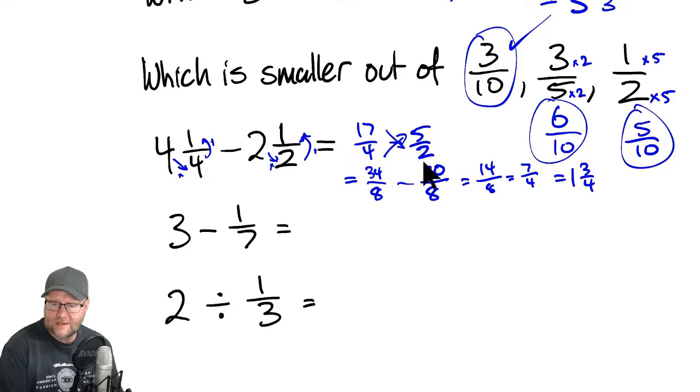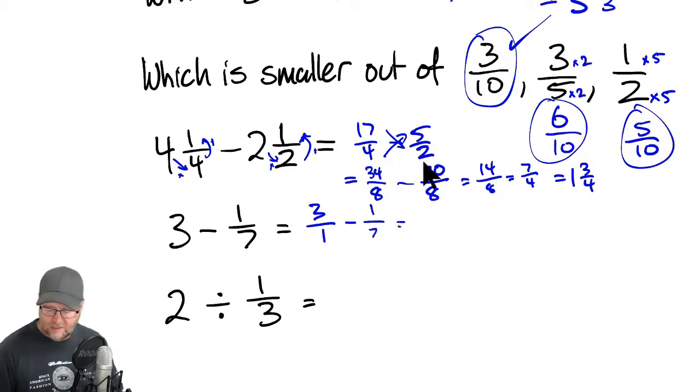Now, 3 minus 1 over 7. So the trick here is to realize that we can write any integer, in this case 3, any whole number, as a fraction like that, 3 over 1. Okay. 3 over 1 minus 1 over 7.